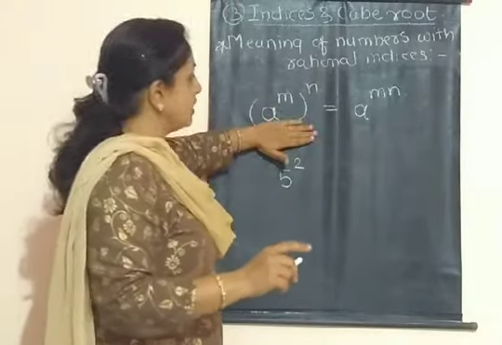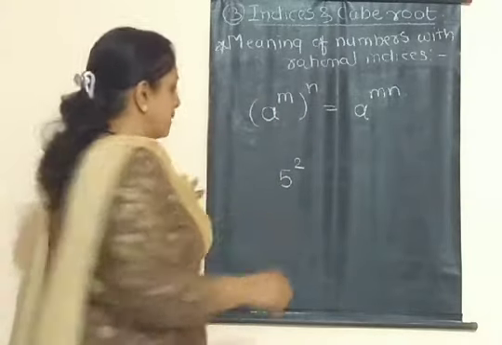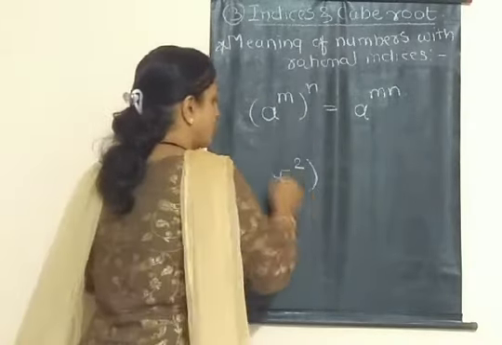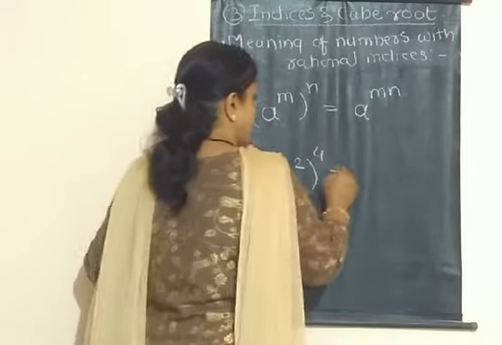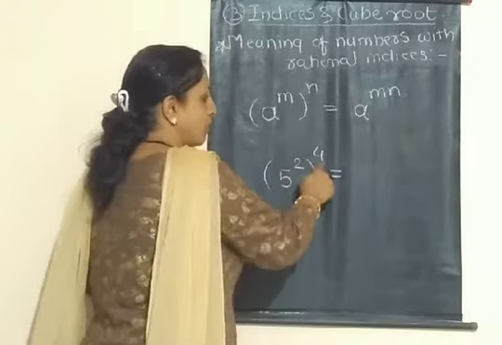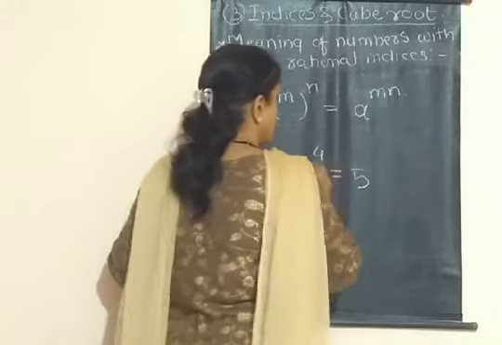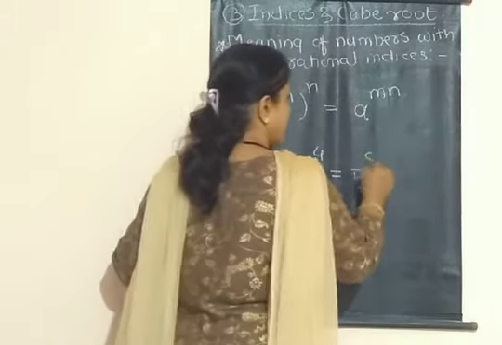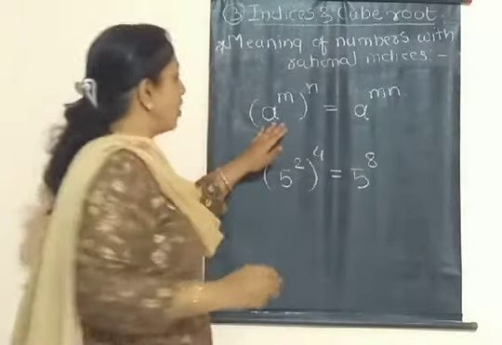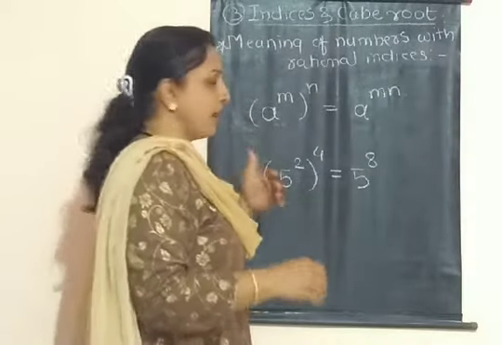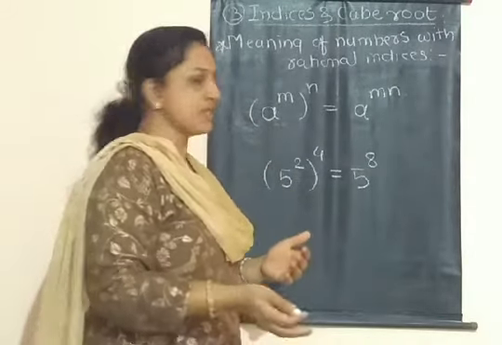Now according to this law, let us see an example. Consider 5 raised to 2, raised to 4 again. Then we can take the product of 2 and 4, and this number becomes 5 raised to 2 into 4, which is 8. So this is the law, and we have to use this law in the previous topics also.